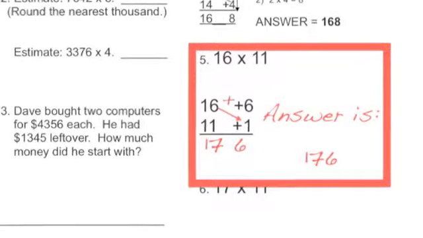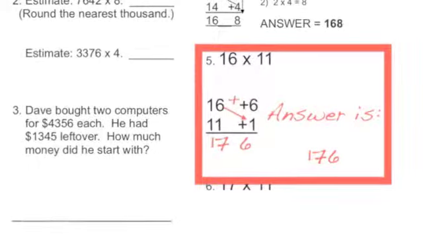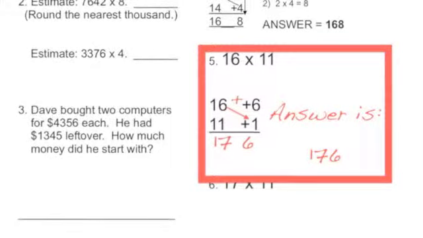You don't have to add or subtract any extra place value numbers. Everything is just that simple. All right, and that is how you do those.